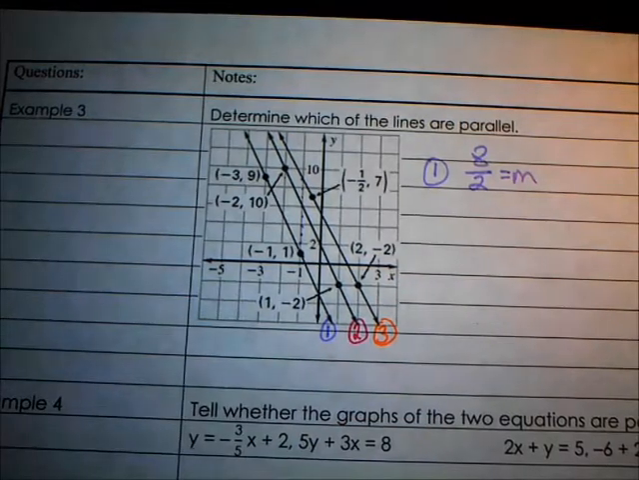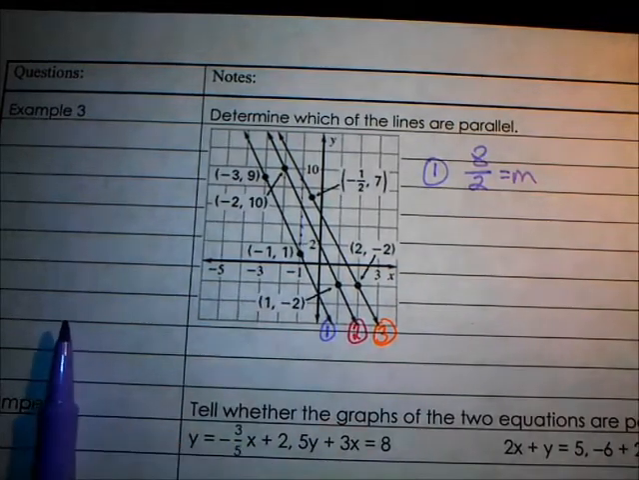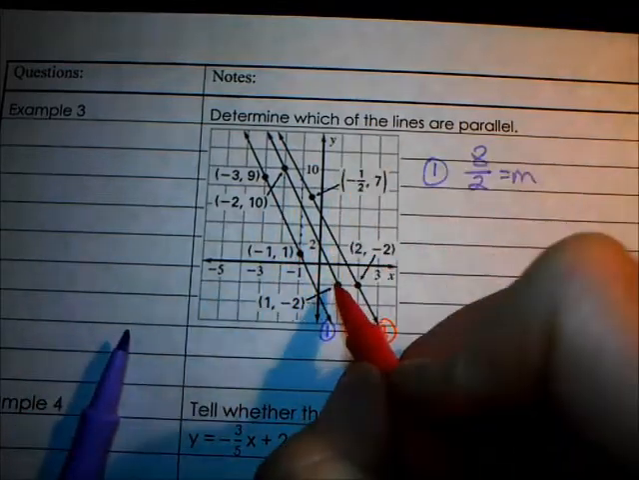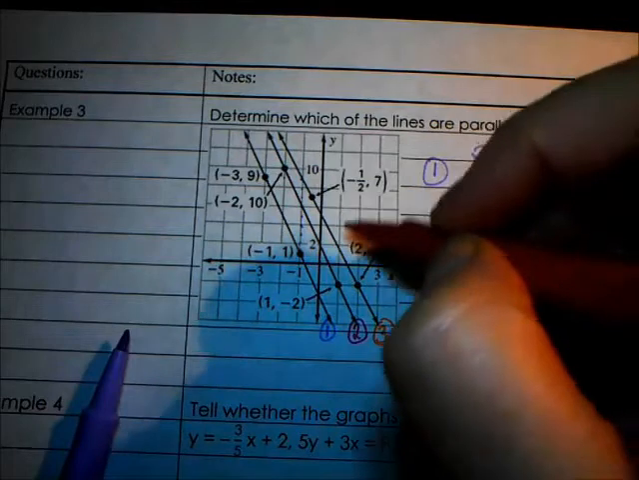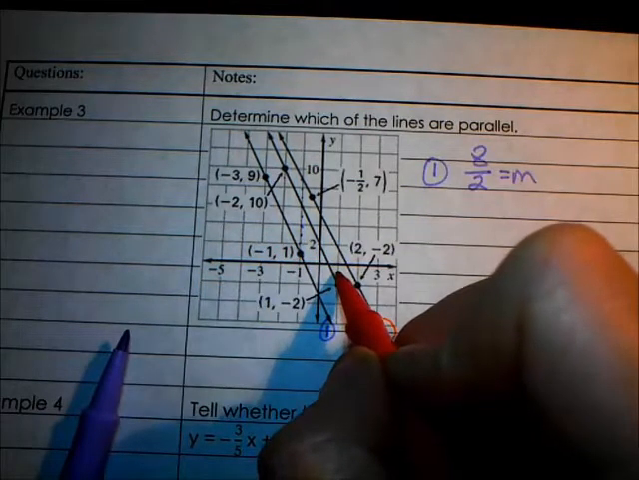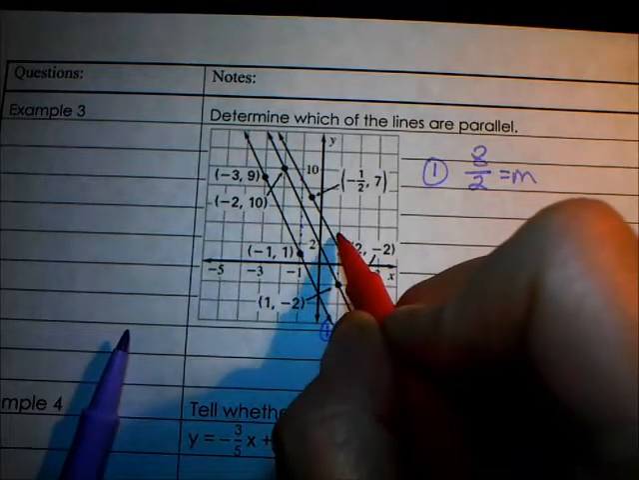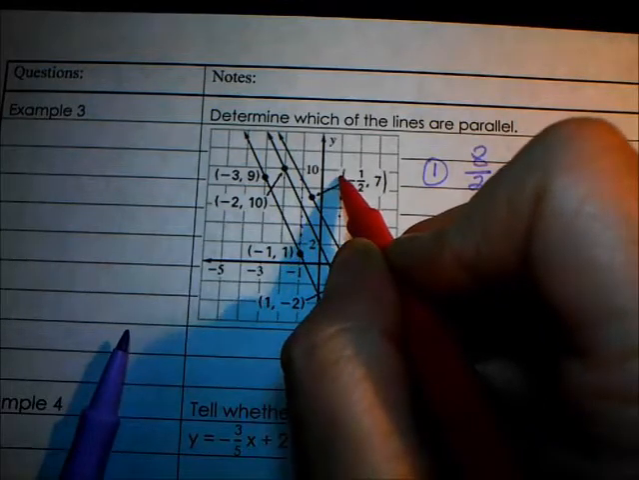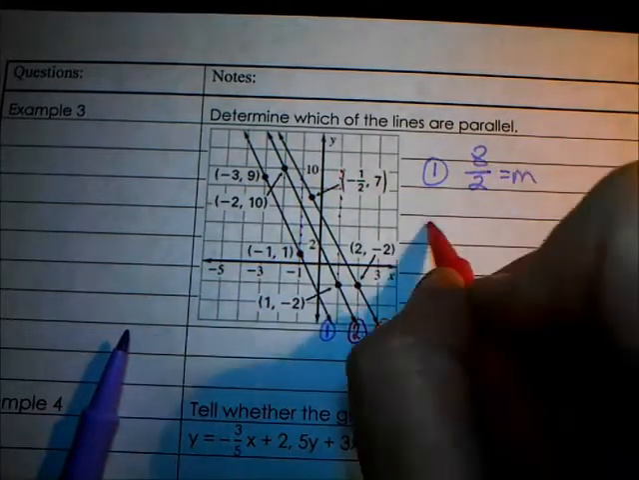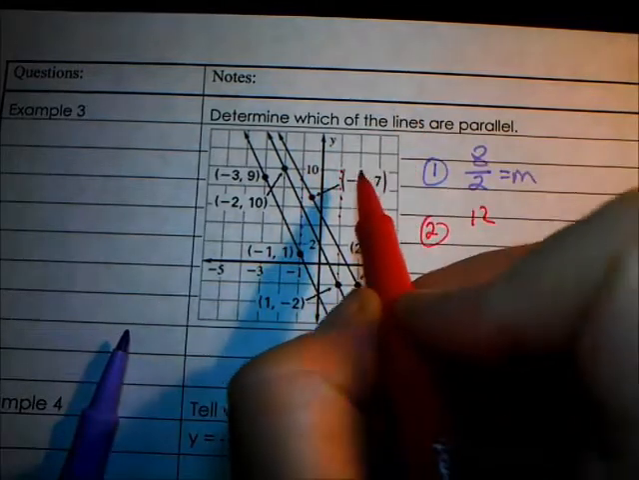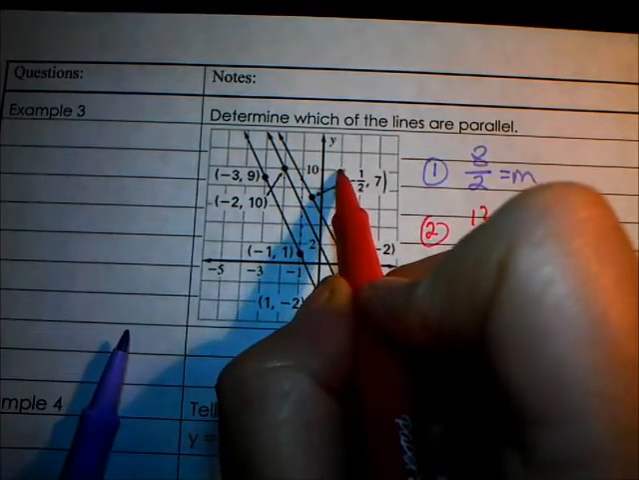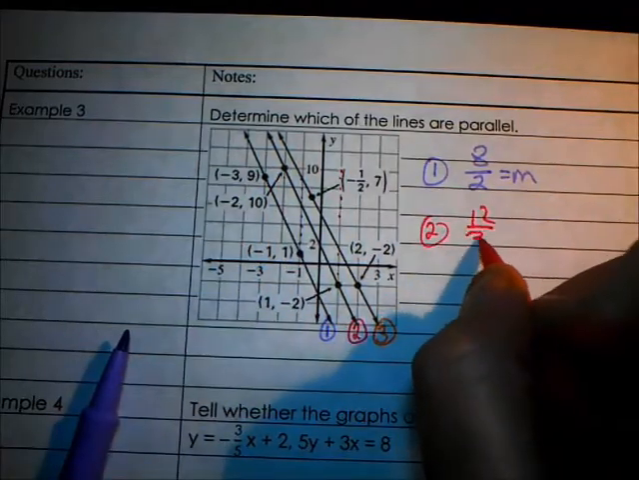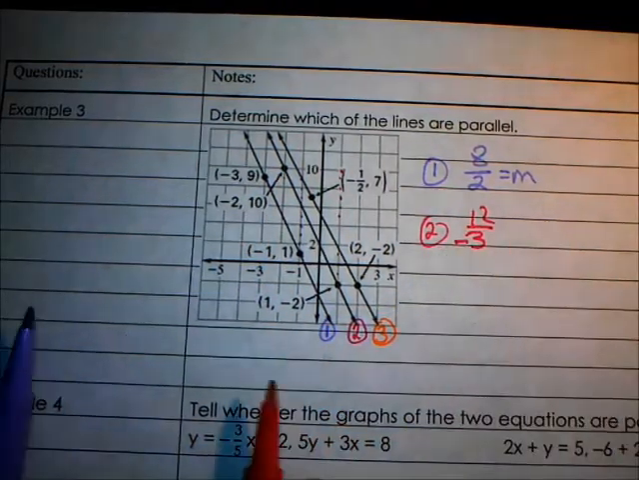Let me change pins. Going to line 2, I have a big long jump, so here we go. This is 1, 2, 3, 4, 5, 6, 7, 8, 9, 10, 11, and 12. It looks like it moved 12 up. And then it goes over 1, 2, 3. Oh, these are going left, so that would be a negative, and this top one would be negative also.